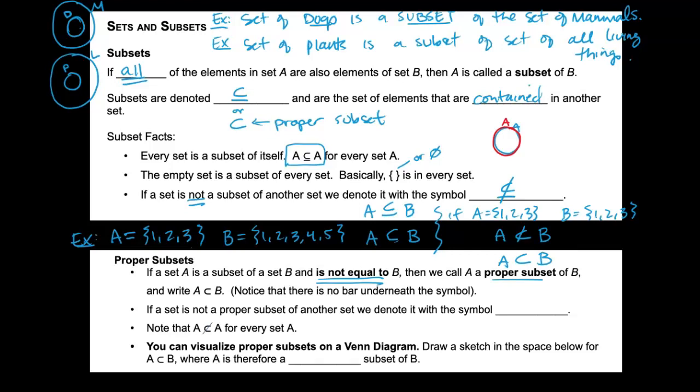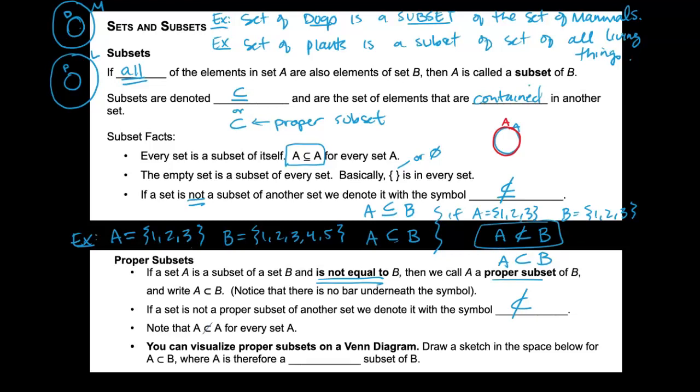So the exact same sets cannot be a proper subset of each other. And so if a set is not a proper subset of another set, we denote it with the proper subset symbol with the line across, which is what I just used up here in my example.